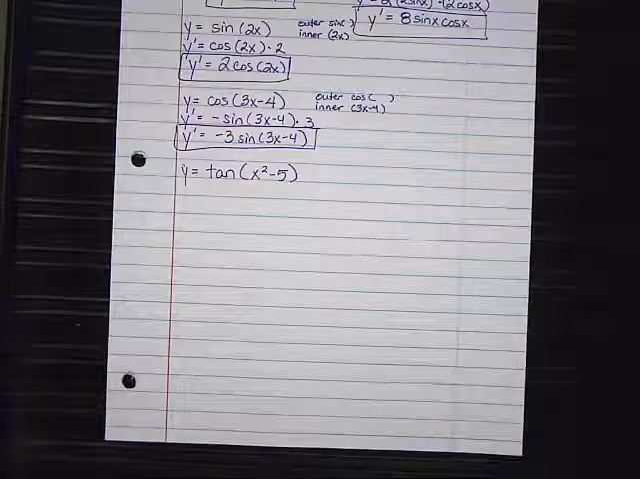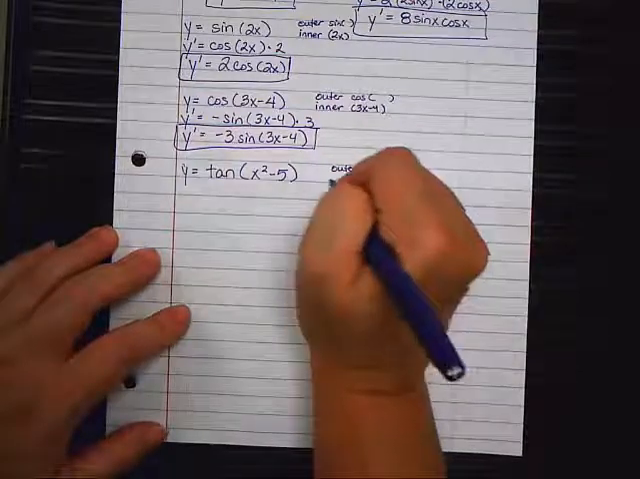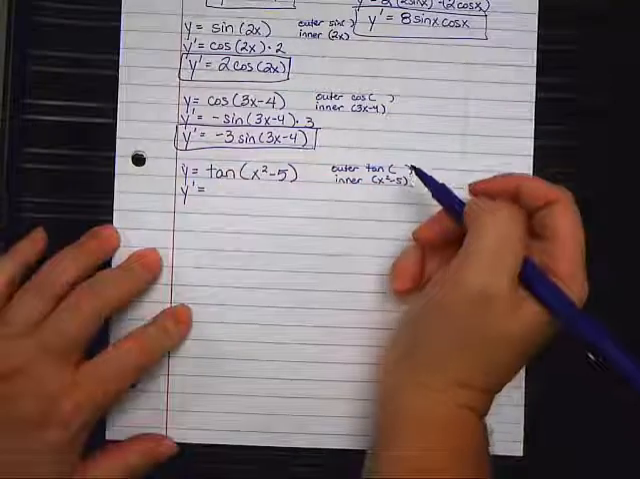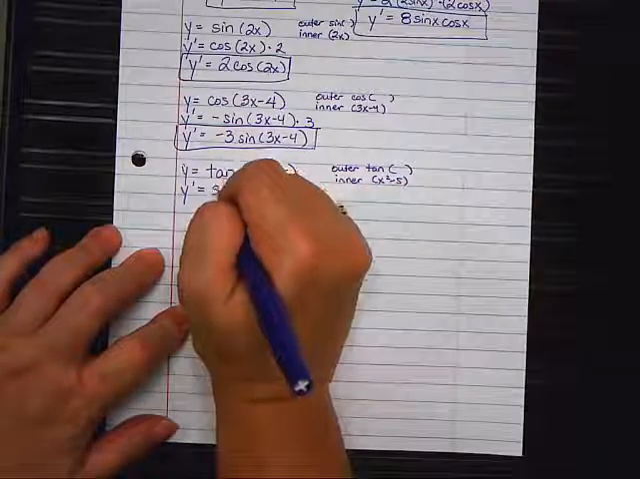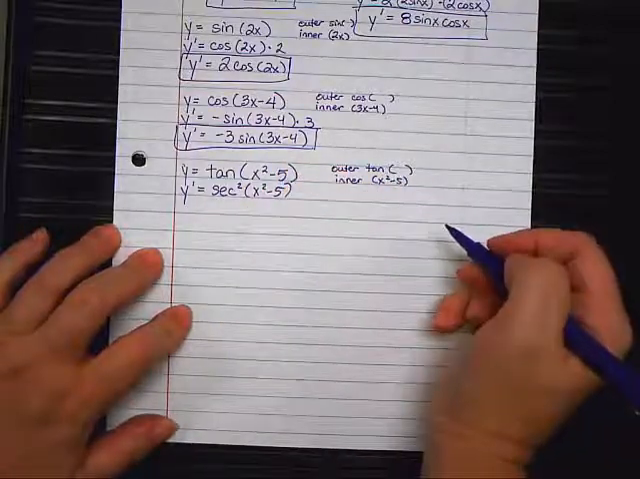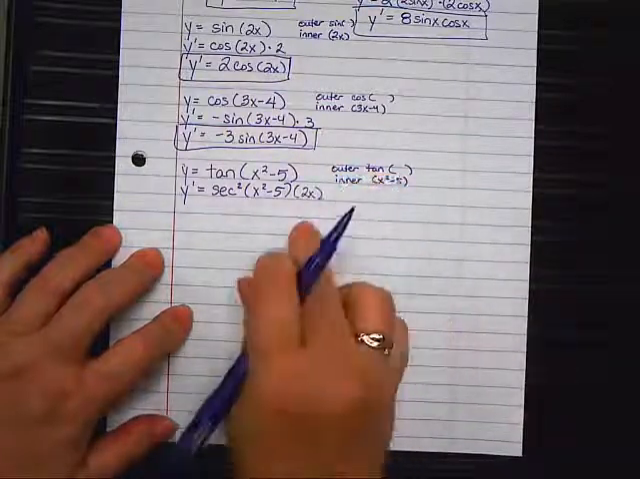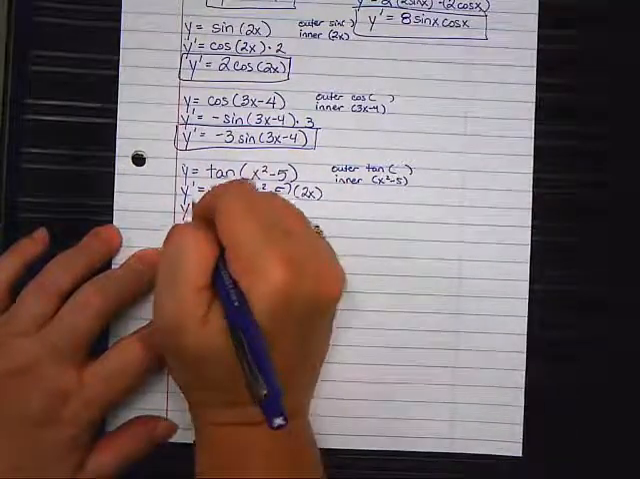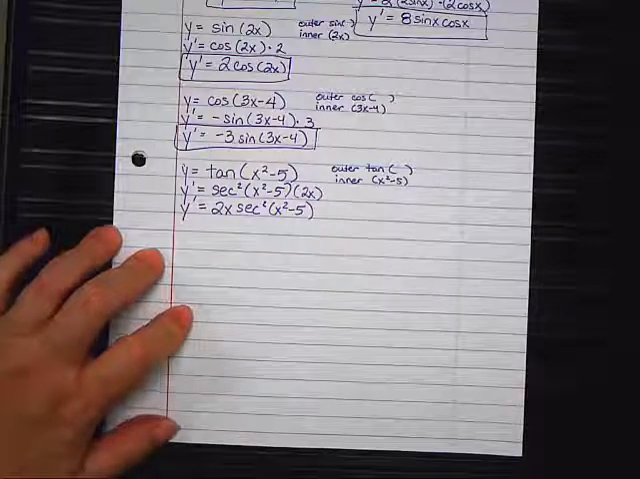Yes. Is it outer and then an inner, right? So let's do it. Outer, tangent, parentheses, inner, x squared minus 5. Y prime equals the derivative of tangent, which happens to be secant squared. Secant squared, parentheses, x squared minus 5, times the derivative of the inner, which is 2x. Now, can I multiply the 2x in there? No. Don't do it. Move it in the front. Y prime equals 2x secant squared, x squared minus 5.